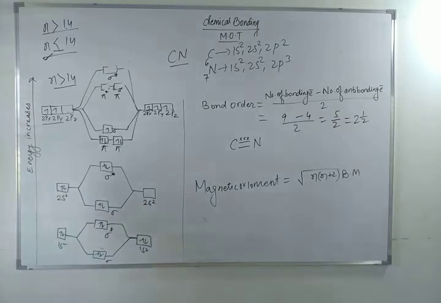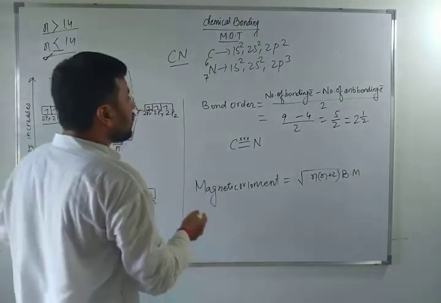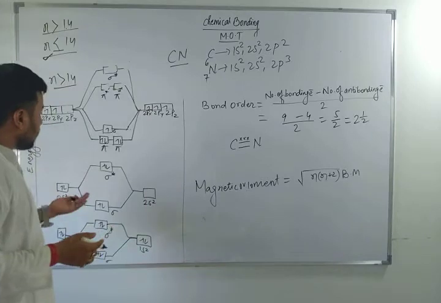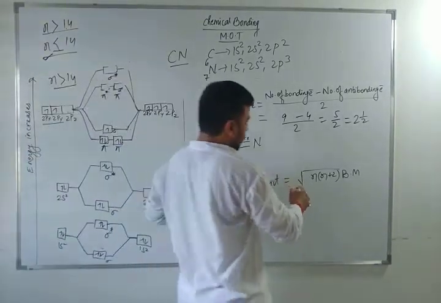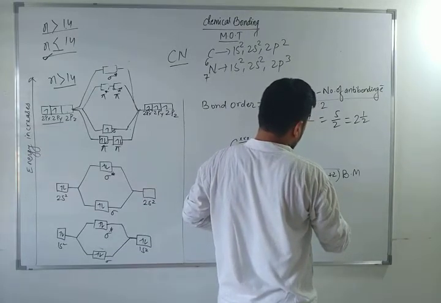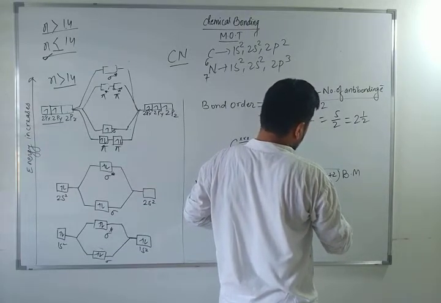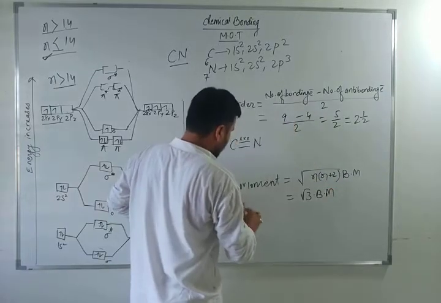So here, as you have seen in cyanide, the bond order is 2.5, that is 5 by 2. If I want to calculate the magnetic moment, I just want to find the number of unpaired electrons. Here it is 1. So 1 into 1 plus 2, so under root 3 BM, and it is paramagnetic in nature.